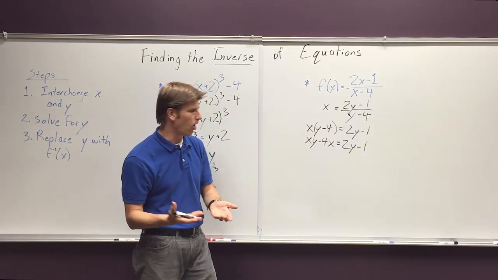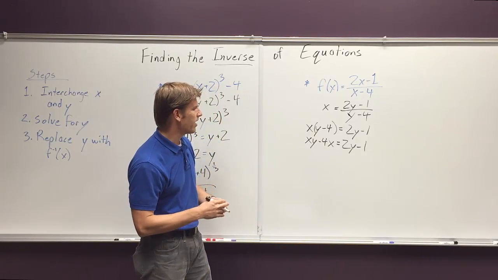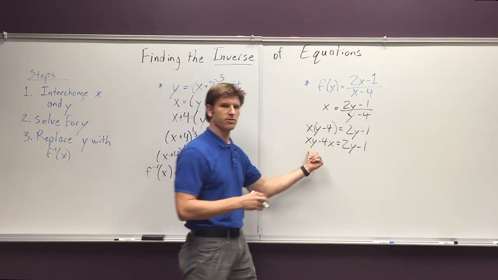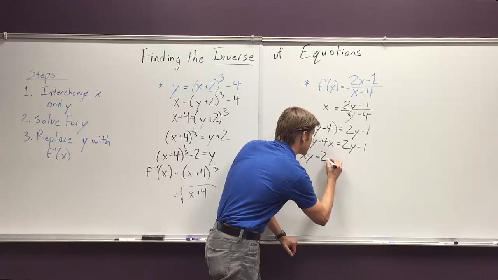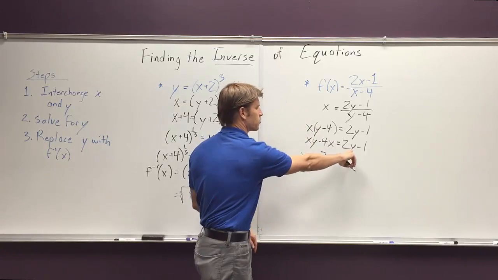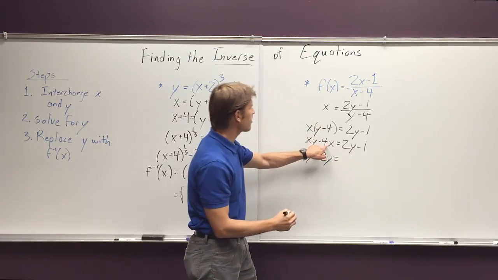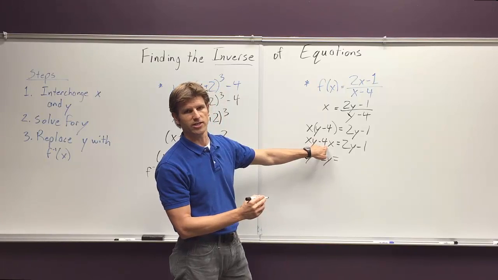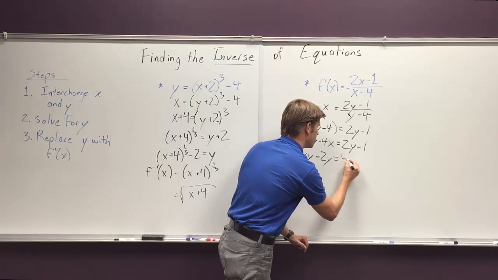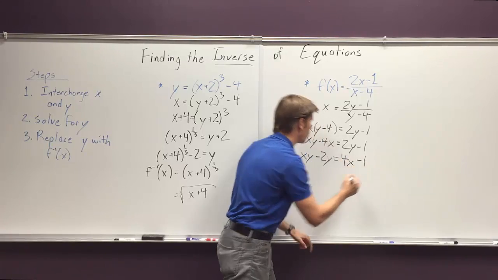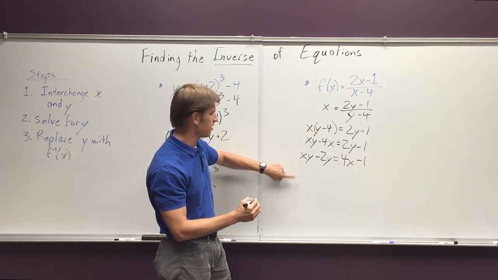I want the y's all in one place. I'll go ahead and gather the y's over to the left-hand side. So xy minus 2y, subtracting that term over. How do I get this off of the side with the y's? Because it doesn't have a y, I'm going to add 4x to both sides. So 4x minus 1. Make sure you follow that step.